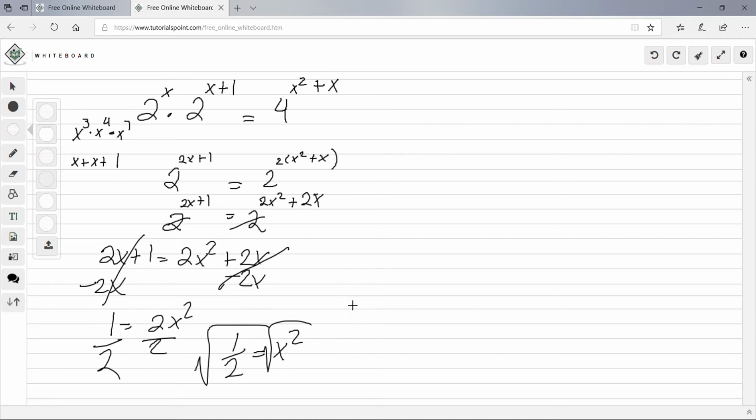So you're going to get x equals plus or minus 1 over square root of 2. Now you can rationalize the denominator by multiplying top and bottom by square root of 2. So you're going to get square root of 2 over square root of 2 times square root of 2, which is positive 2 because the square root cancels. And remember, it's still plus or minus. You're going to get plus or minus square root of 2 over 2.